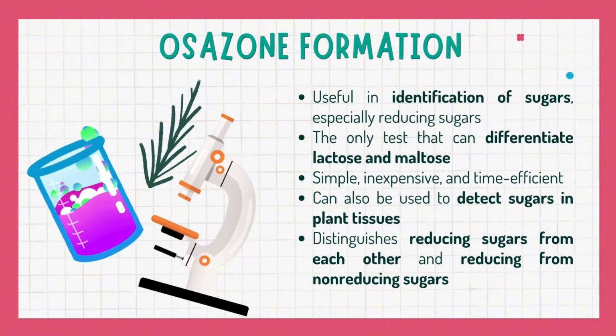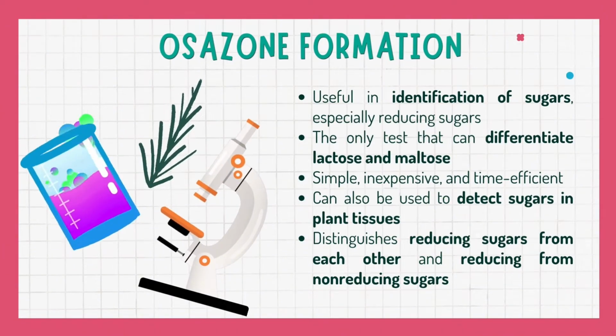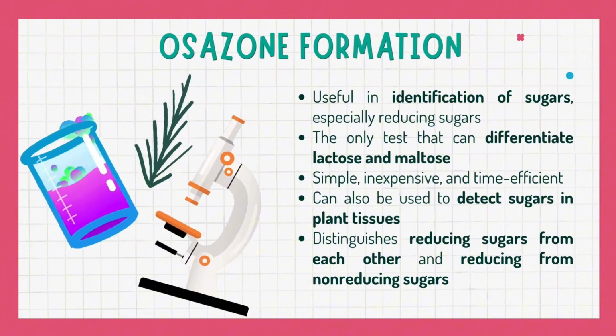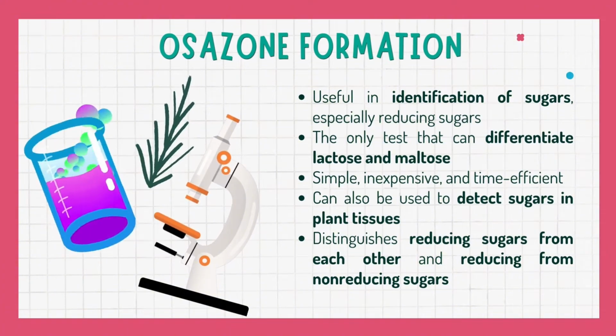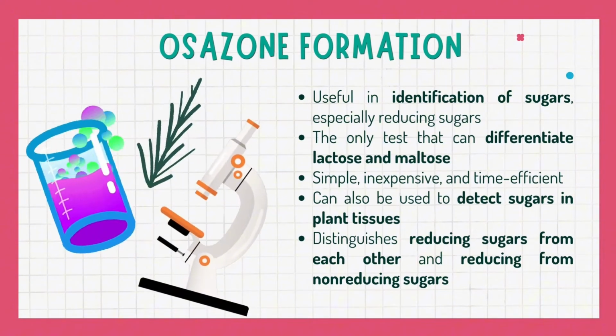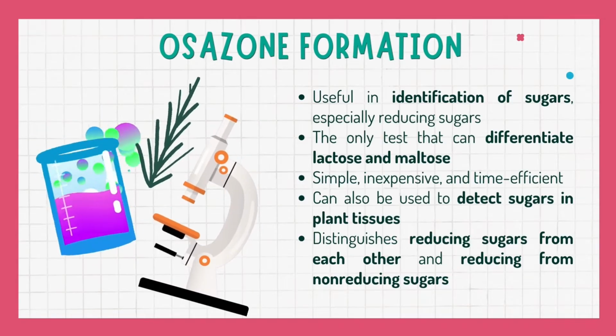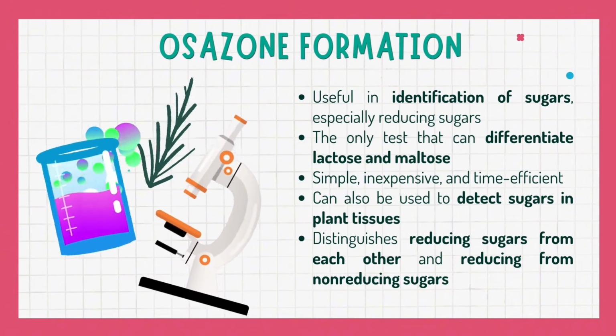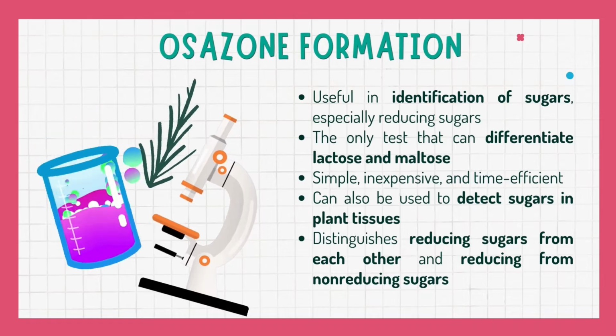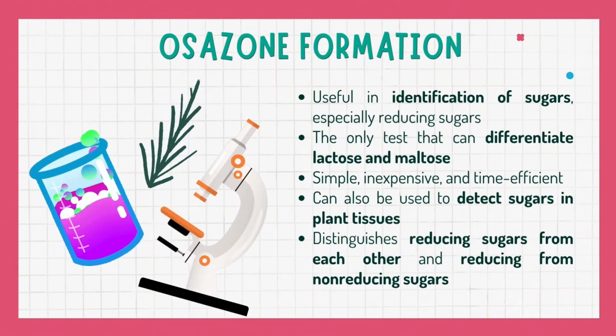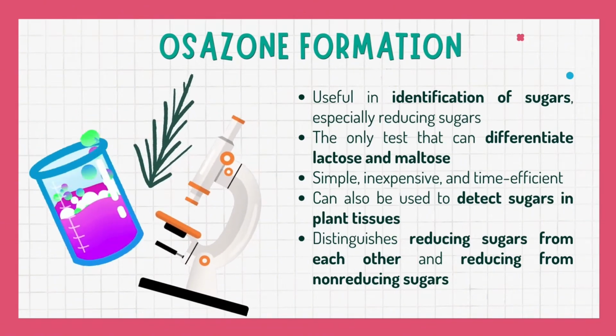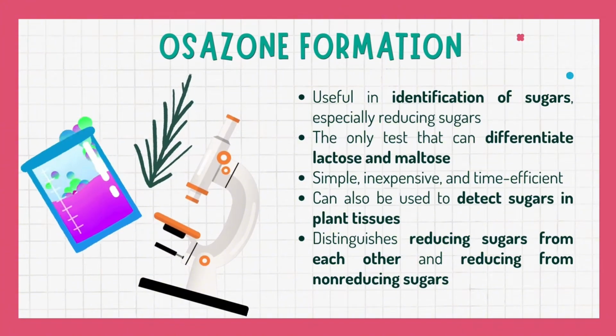Osazone formation is useful in the identification of sugars, especially reducing ones. It is actually the only test that can differentiate lactose and maltose. It can be conducted easily because it is simple, inexpensive, and time efficient. We can use this to detect sugars in plant tissues as well. And lastly, it distinguishes reducing sugars from each other and reducing from non-reducing sugars.